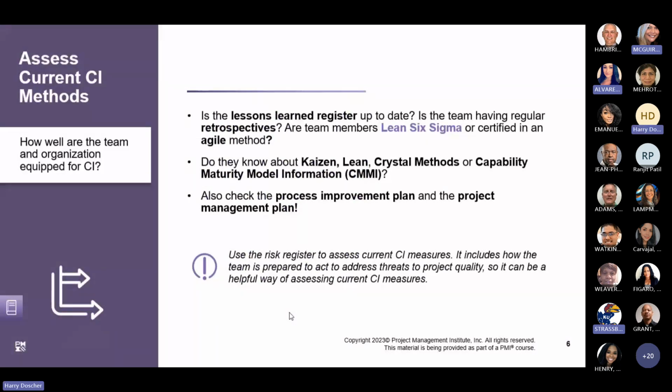So for predictive projects, some of the questions you need to ask are, is the lessons learned register up to date? Are you using the lessons learned register? Are you sharing it with other teams? Are you recording it so that teams that have similar projects in the future will be able to benefit by what you've learned?